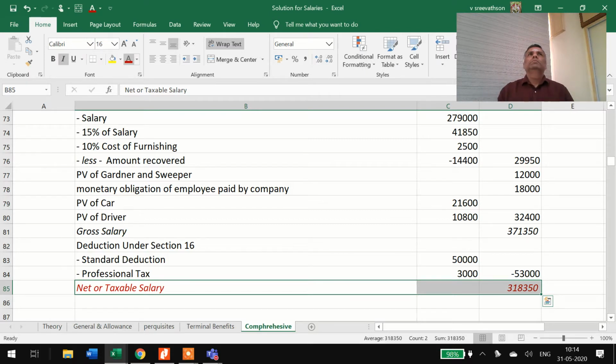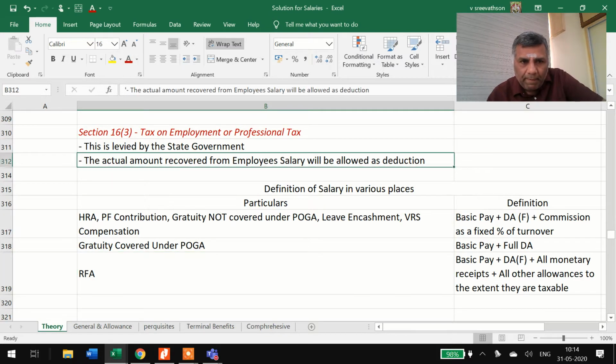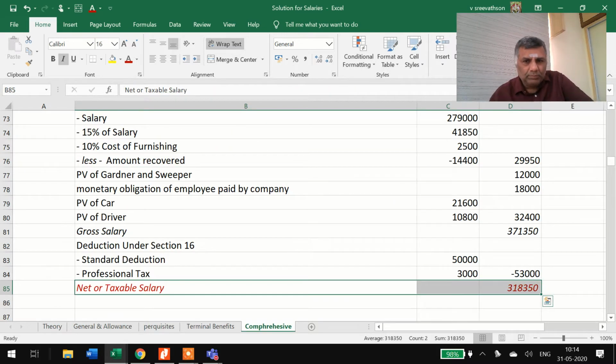So this professional tax is actually for the employer or for the employees? Employees, but the employer is liable to deduct it from the employee's salary and remit it to the government account. The actual amount is recovered from the employee. So it is borne by the employee, but the responsibility is on the employer to collect it and pay it.